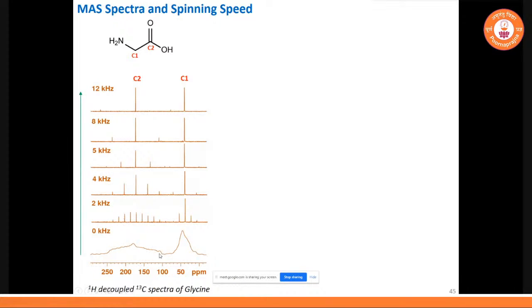Now we have to spin very fast such that we overcome this line width. If you spin faster than this line width, then all the sidebands will go away. Finally, we have a neat, well-resolved spectrum. So we almost achieve a solution state-like spectrum in solid state by rapidly spinning the sample.